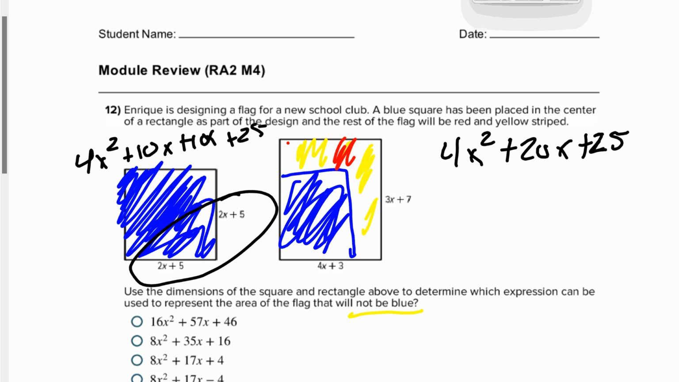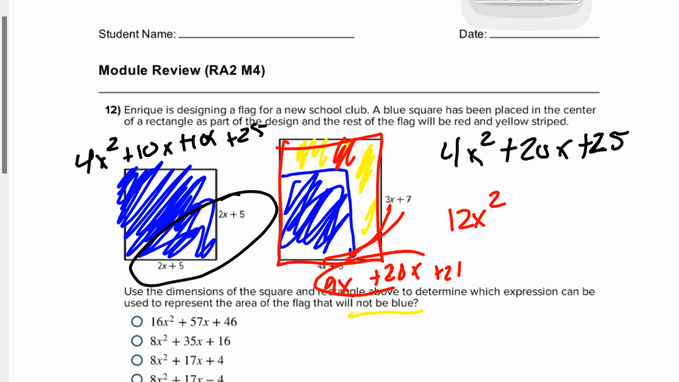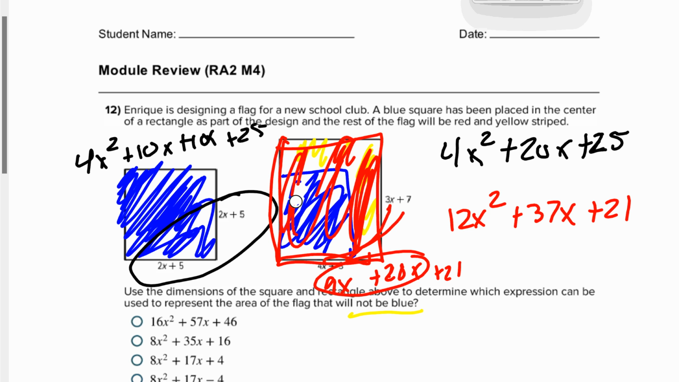Okay, and then this rectangle, the area of that would be what? 12x squared, and then 3 times 3 is 9x, 4 times 7 is 28x, and then 7 times 3 is 21. So if we add these together, we get 12x squared plus 37x plus 21. Well, that's this whole thing, right? But we want to subtract this blue area. Well, that would be the area of this one, right?